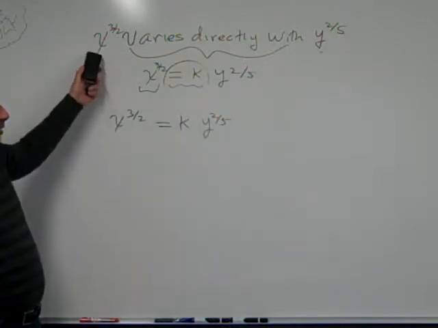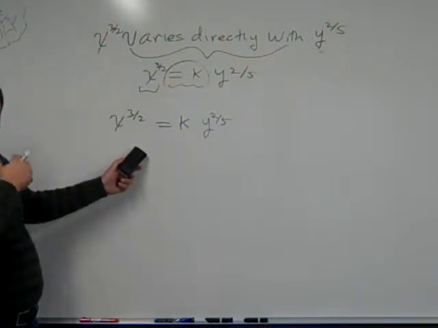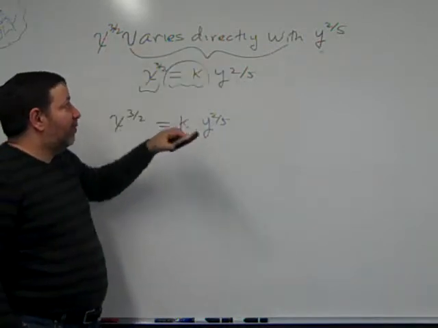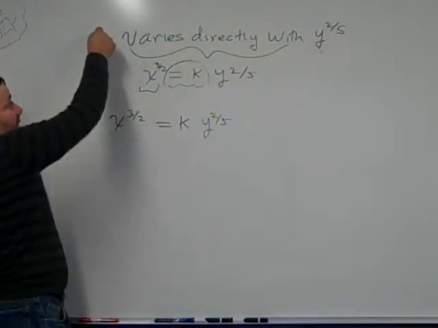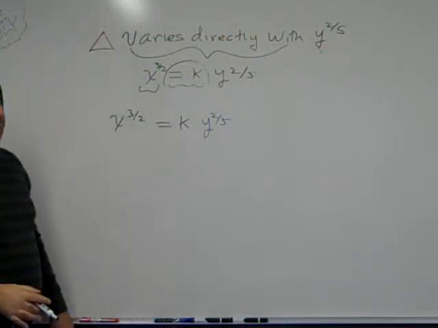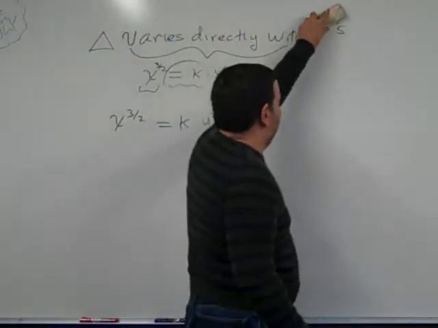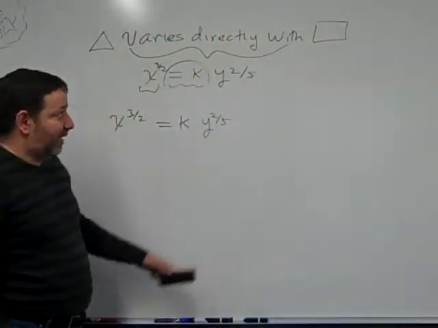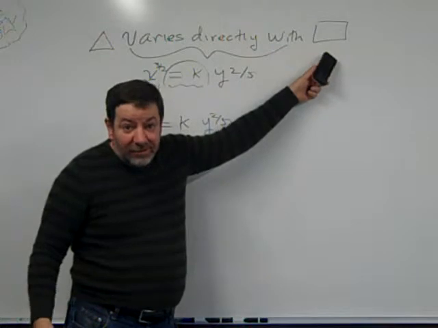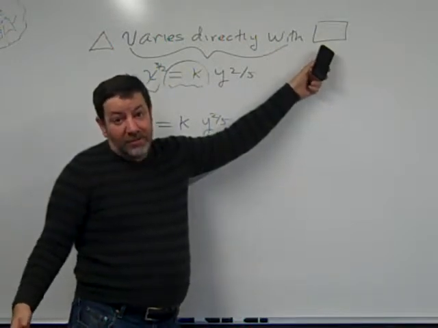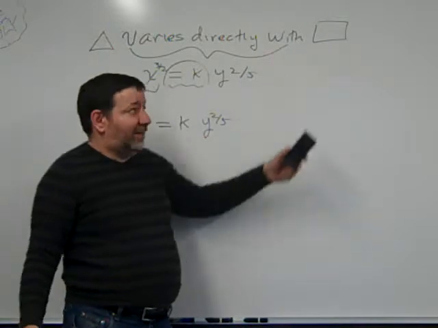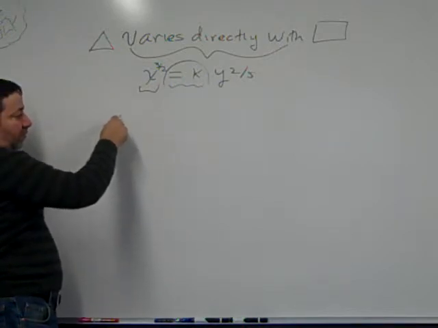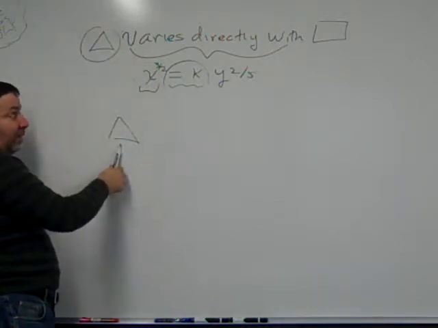Going from words to an algebraic equation is very, very simple. Just know varies directly with. It doesn't matter what's in front. Let's call it a triangle. That's the symbol for anything. And over here, now I'll put a square. That's another symbol for anything. That is, whatever you see here, y to the 2/5, 3x squared, 1 over y, that's what you are going to put down in the appropriate place.